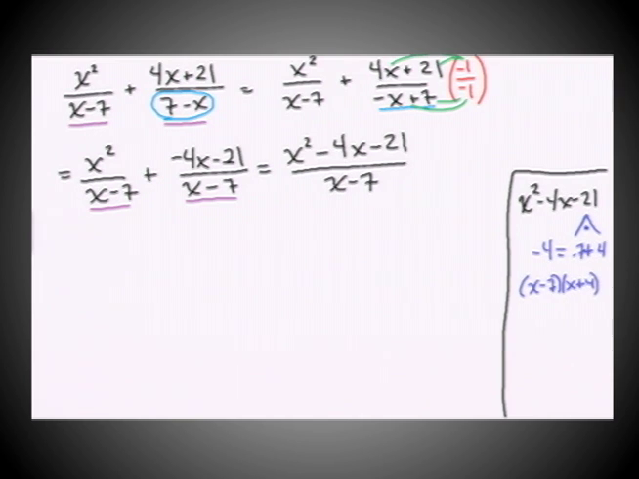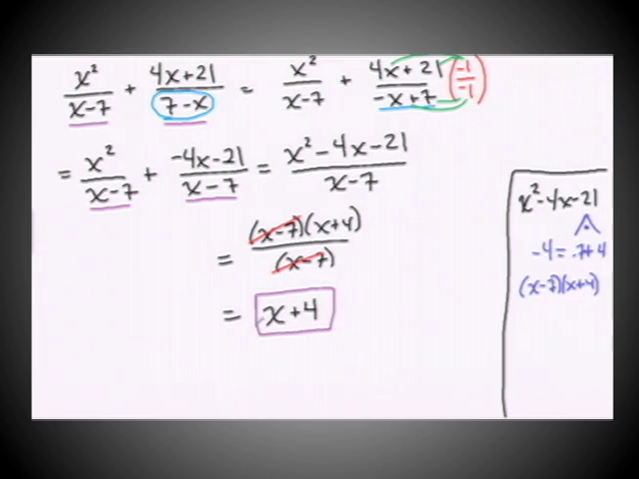And now taking that back over to my problem, my numerator is now x minus 7 times x plus 4. And then I just have a factor of x minus 7 in the denominator. And we should be well aware that anything divided by itself is 1. So we end this problem with simply having x plus 4 as our simplified version of this expression.